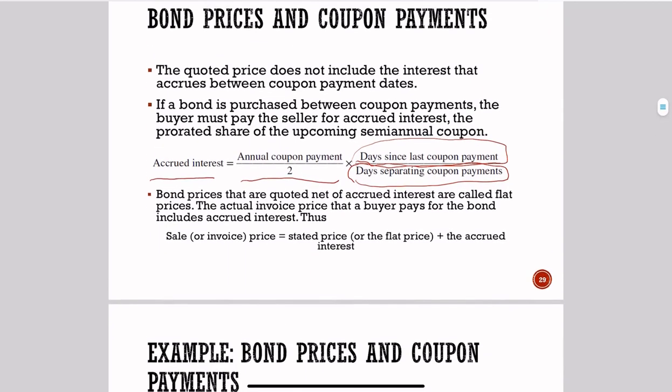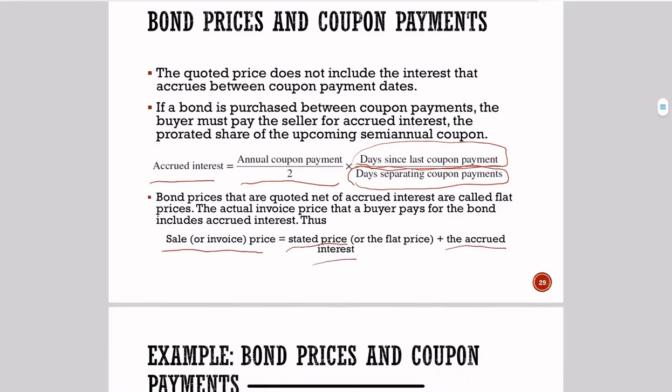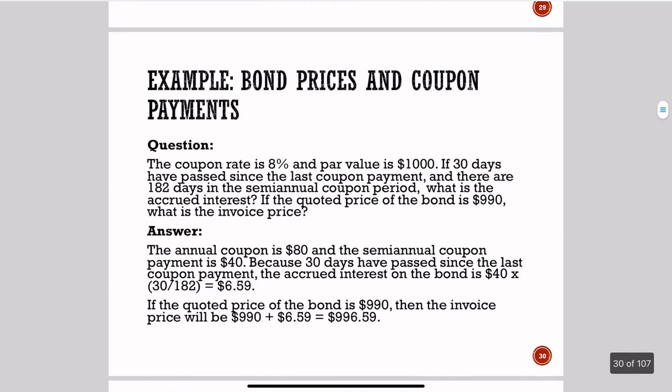So the actual sale or the invoice price would be the stated or quoted price plus the accrued interest. So now let's do this simple calculation and see how could we calculate the accrued interest and how could we calculate the invoice or the actual sale price.